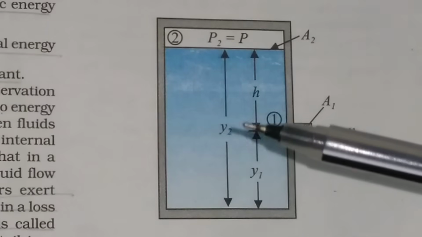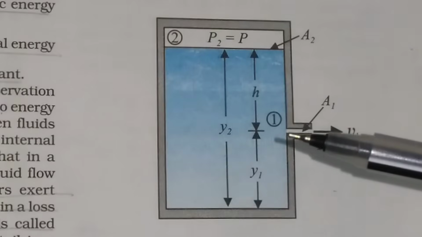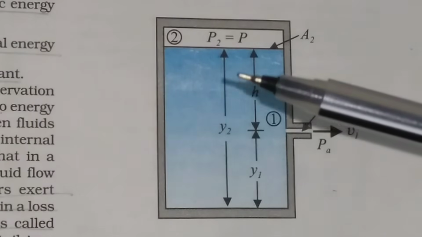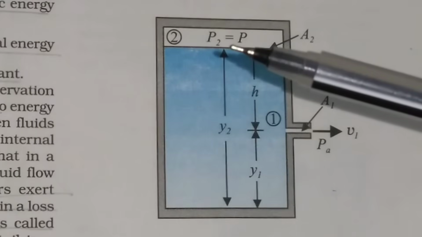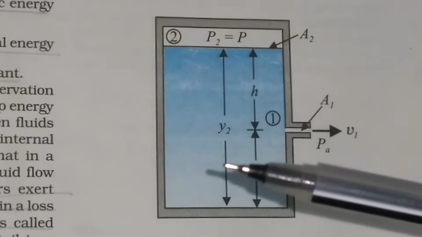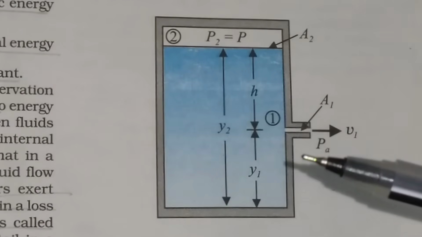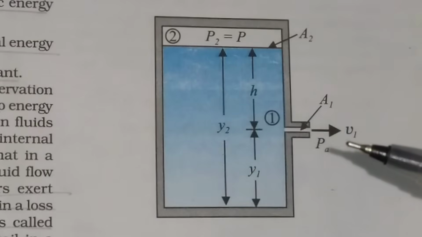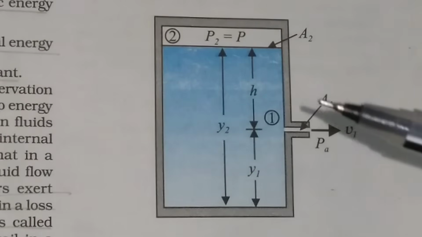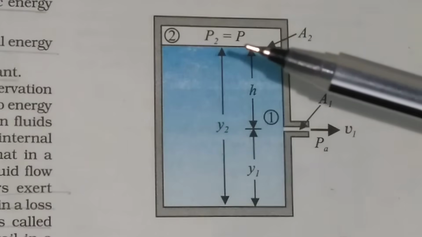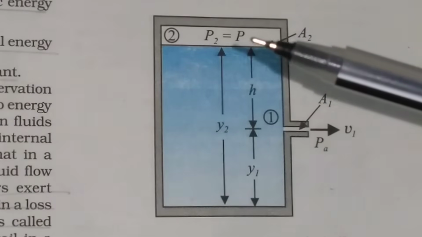Suppose the density of liquid is equal to rho and the pressure of air above the liquid, at height y2, let us say is equal to P. Here the pressure is equal to P at the top, and the velocity of the liquid in area A1 here, let us say, is equal to V1, and the velocity of liquid at the top, that is in area A2, is equal to V2.